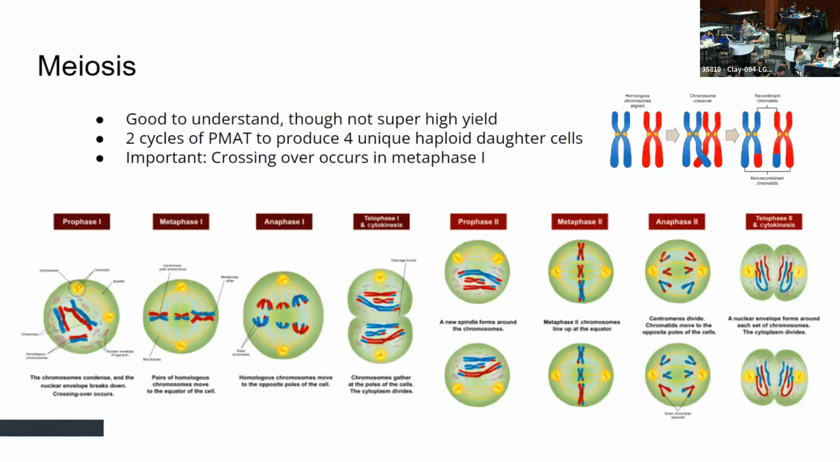Okay, so that's illustrated in the little diagram in the top right there. Again, not super high yield, but you do want to know that it's 2 cycles of PMAT. It produces 4 unique haploid daughter cells, and crossing over occurs in metaphase 1.